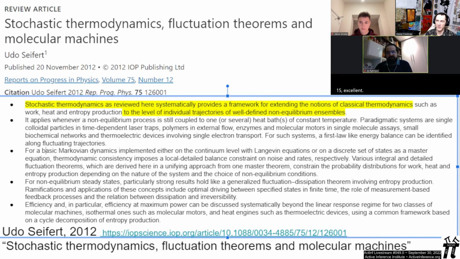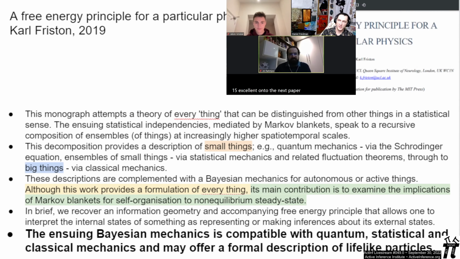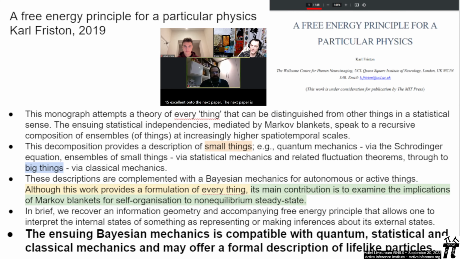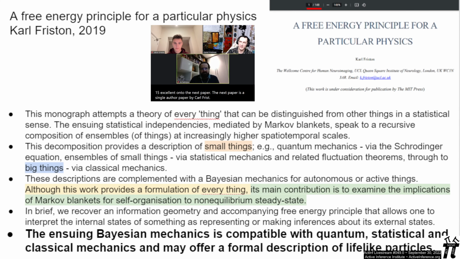Excellent. On to the next paper. The next paper is a single author paper by Karl Friston in 2019, A Free Energy Principle for a Particular Physics. So it's a little small on the slide, but this is like a 148-page paper. And you'll note there on the header, this work is under consideration for publication by the MIT Press.